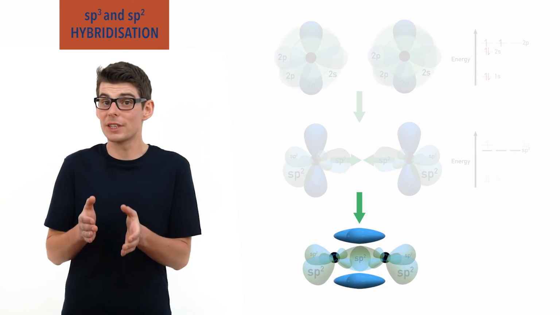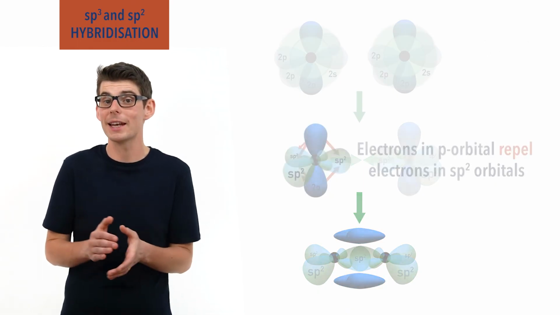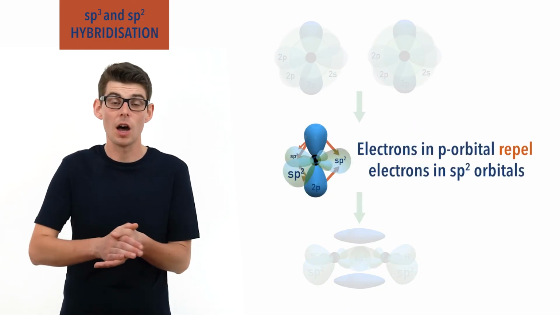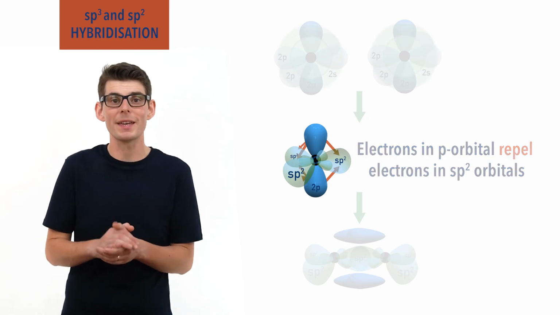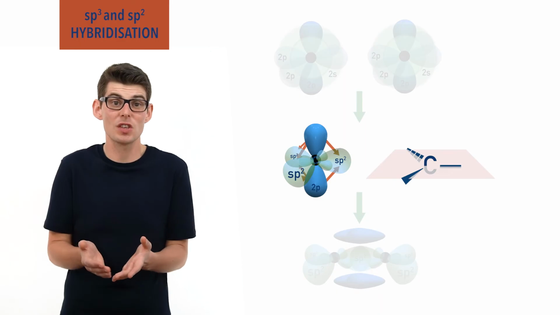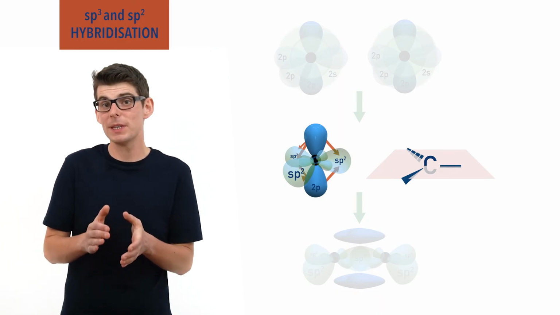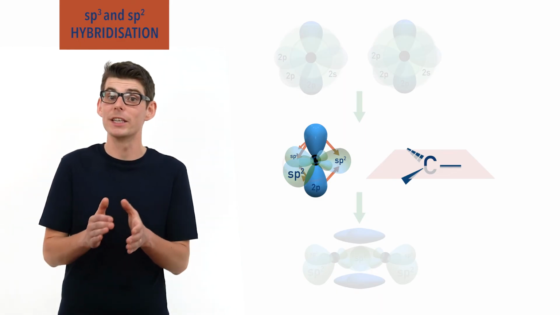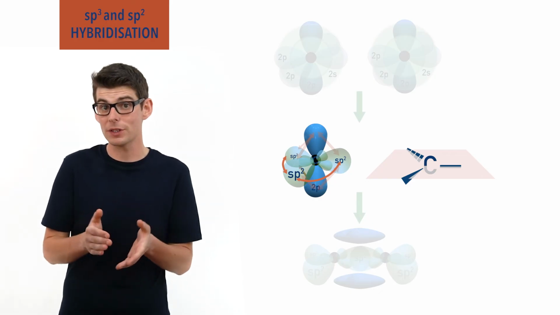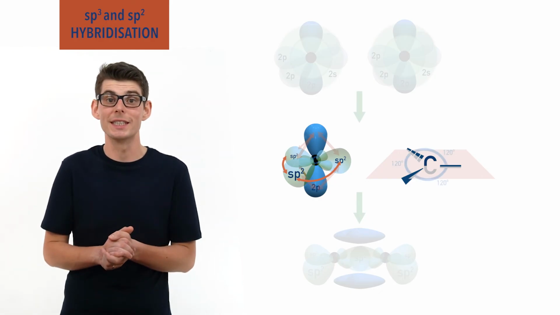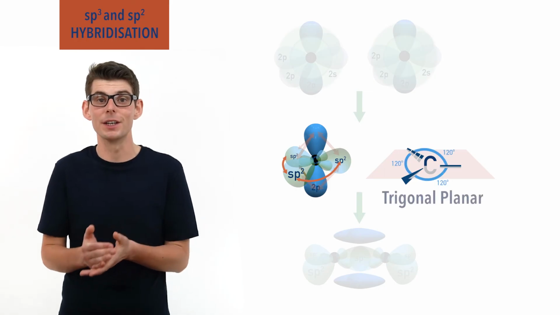Due to the electrons in the p orbitals repelling the electrons in the sp2 hybrid orbitals, the sp2 hybrid orbitals all end up in the same plane, essentially flat. The sp2 orbitals also repel each other, meaning they end up equally far apart, giving bond angles of approximately 120 degrees and a trigonal planar arrangement.